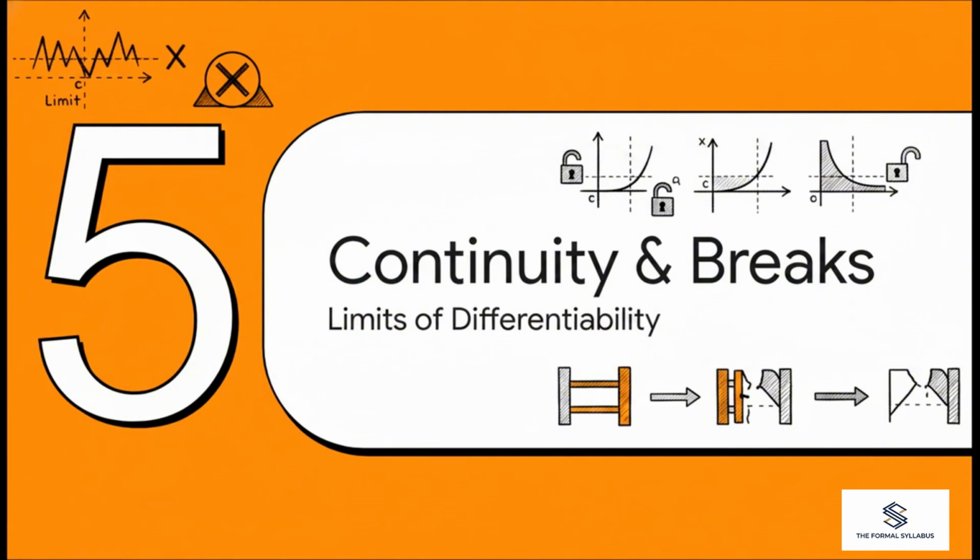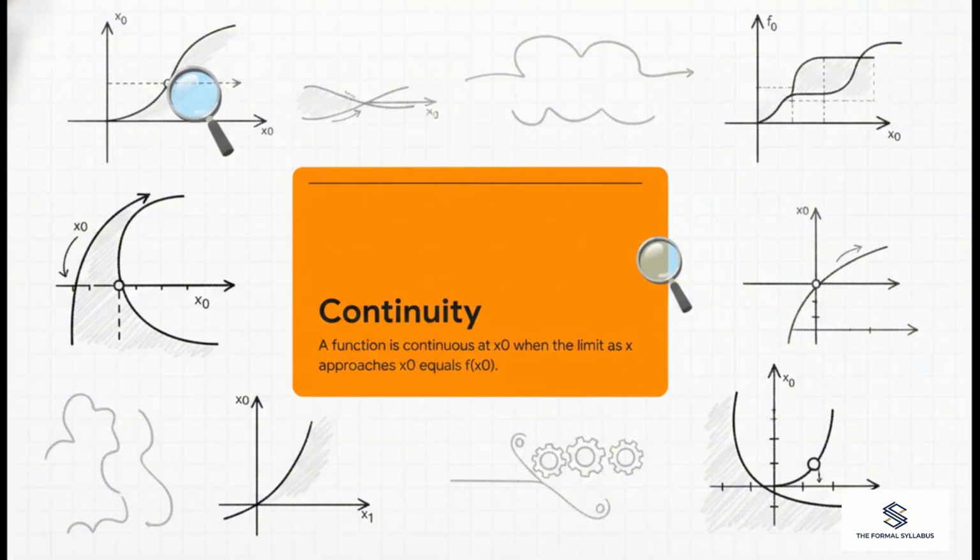Moving on to Section 5, Continuity and Breaks. Now, if we're treating this like a first-year lecture, you absolutely have to learn that this powerful mathematical tool has some strict boundaries. A derivative does not just magically work everywhere, on every single function. For a derivative to even exist at a specific point, the function has to first be continuous at that point.